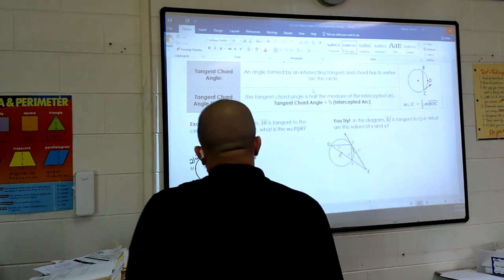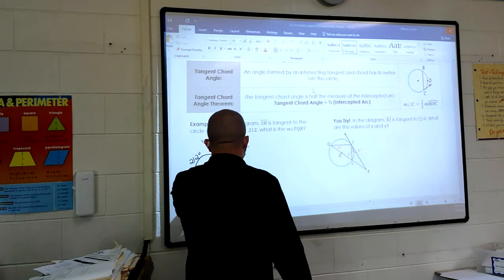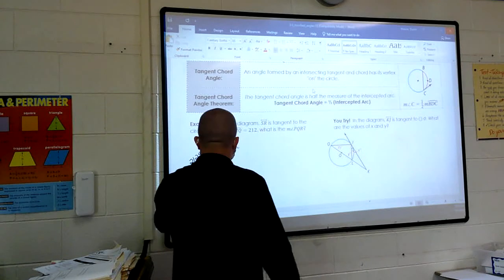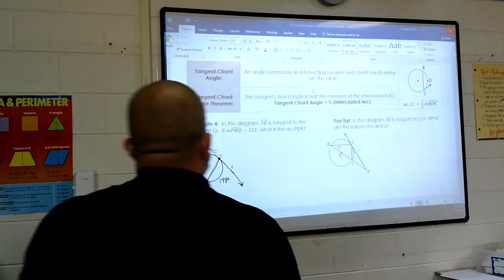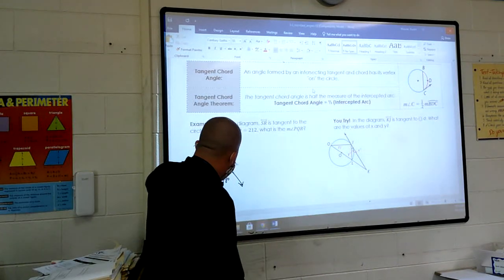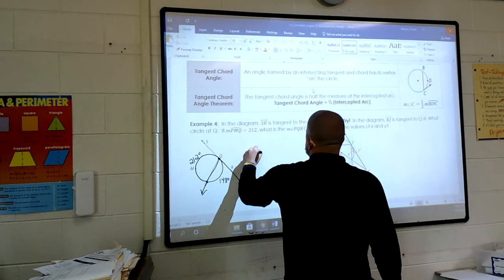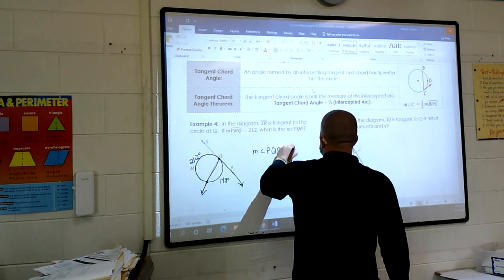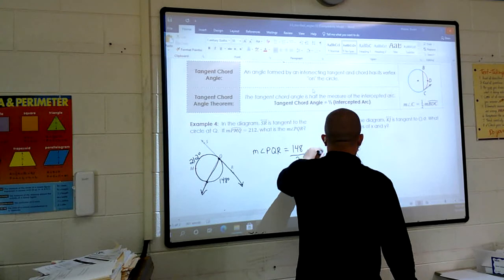So now we have P to Q to R. So there's the angle, P to Q to R. And what arc does it follow? It follows the 148, right? That's where the angle opens. So all they're saying is the measure of angle PQR is just going to be 148 divided by 2, just like we've been doing, which is 74 degrees.